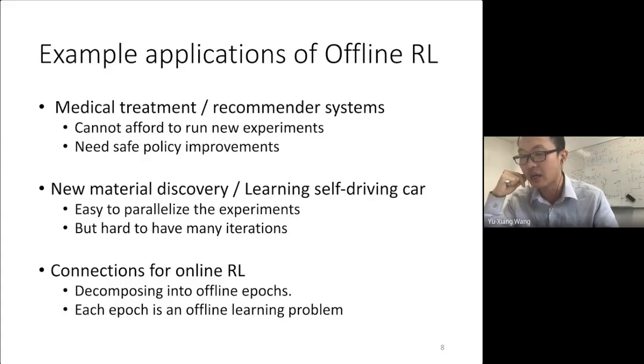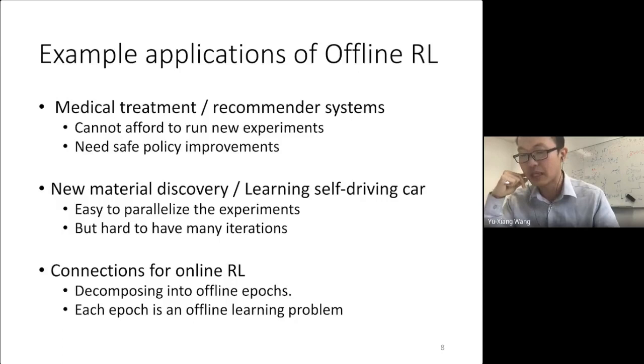where it's easy to parallelize experiments. Tesla can update their firmware to collect new data every week or every month, and they have millions of vehicles running all over the place collecting new data for them, and what's limiting them is really the number of iterations. So for every iteration, it's in some sense an offline learning problem.